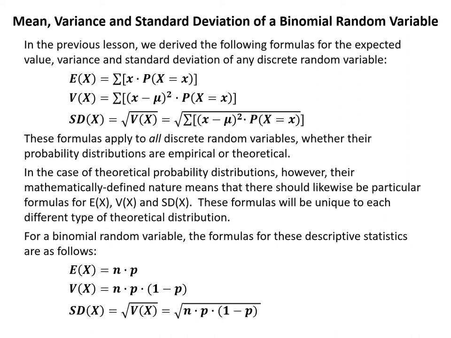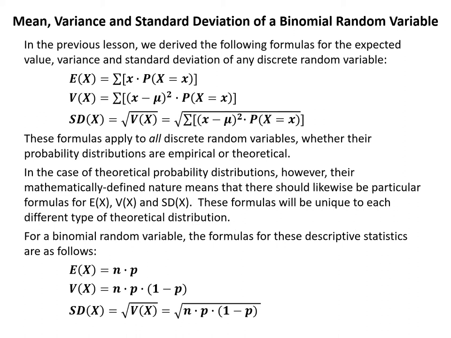In the previous lesson, we derived the following formulas for the expected value, variance, and standard deviation of any discrete random variable. And you see the formulas on the slide, and the expected value of x is basically the weighted average of all of the x values. So it's the sum of all of the x values multiplied by their corresponding probability. And then the variance is the weighted average of the squares of the deviations. So it's the sum of each x value minus the mean, which is the expected value, all squared times the corresponding probability. And then the standard deviation is equal to the square root of the variance. So these formulas apply to all discrete random variables, whether their probability distributions are empirical or theoretical.